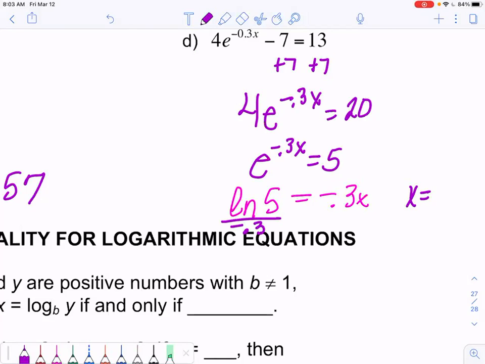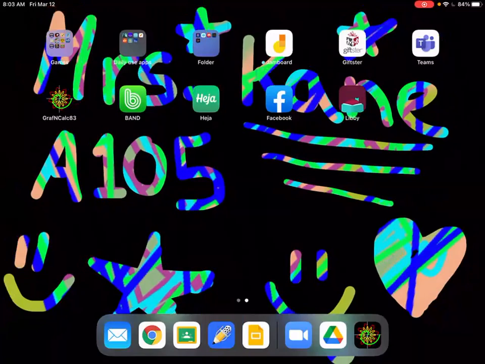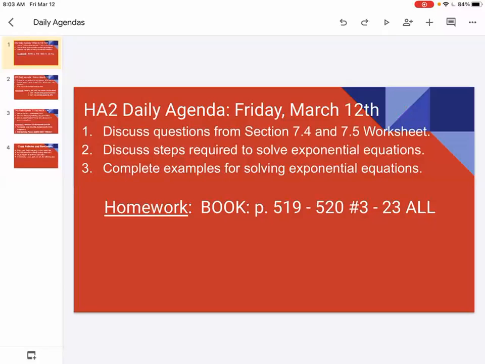All right, so homework 3 to 23 is the group of problems from your book. The first group are like the equality. The second group are getting the logs by itself and getting the exponent by itself. I can point you in the right direction. Anybody have questions? All right.